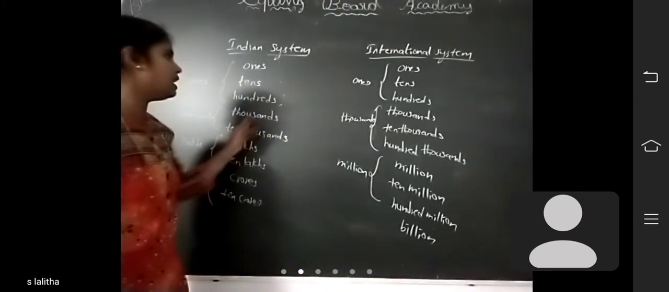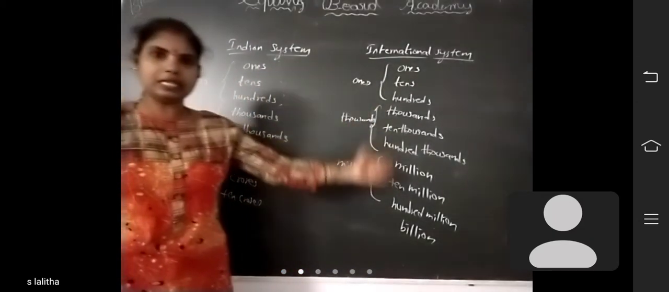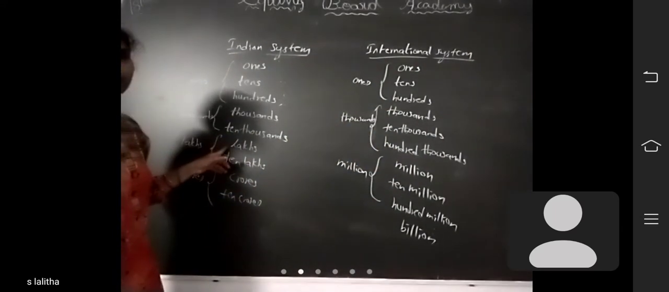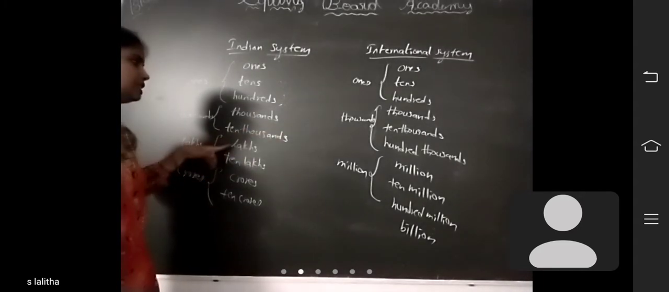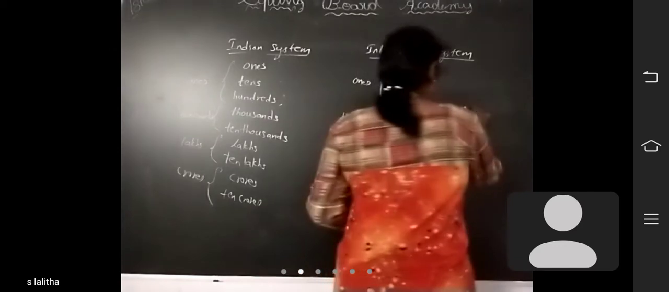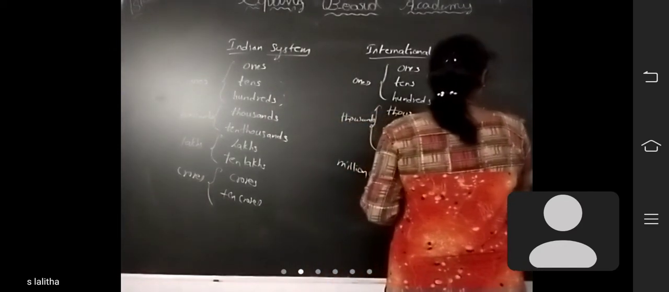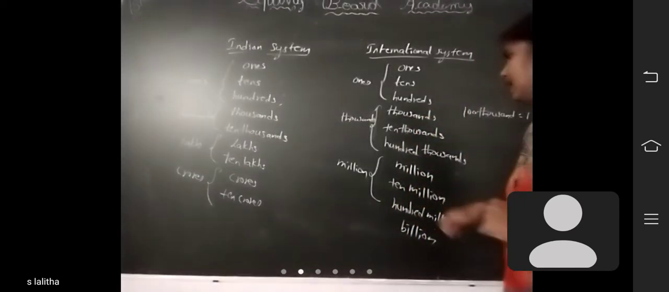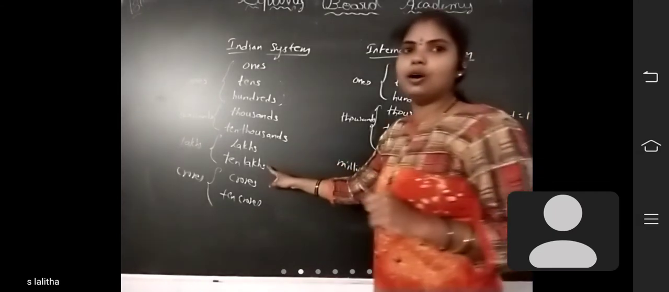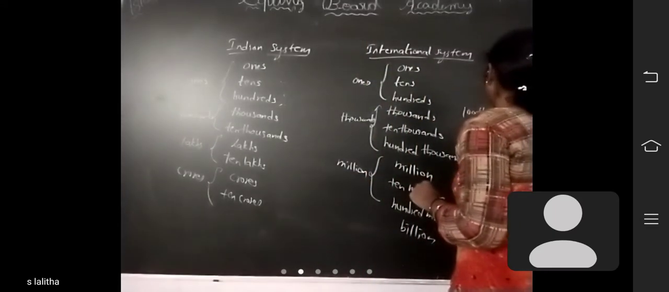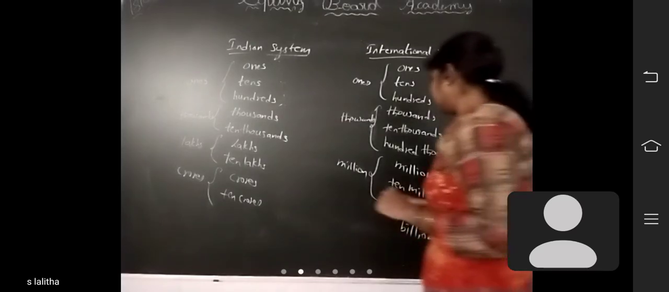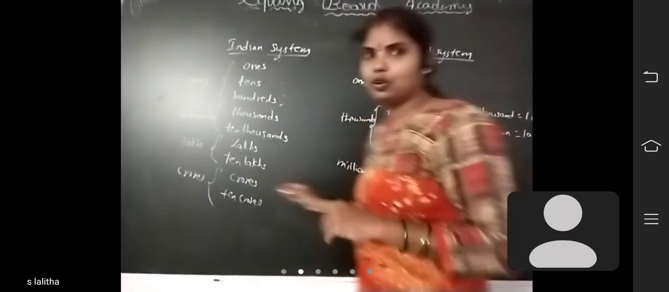Did you understand the Indian system and the international system? Up to 10,000 both are the same. After that, 100,000 in the Indian system is equal to 1 lakh. Next, 1 million is equal to how many? 10 lakhs. 1 million is equal to 10 lakhs. Next, 10 million is equal to 1 crore.